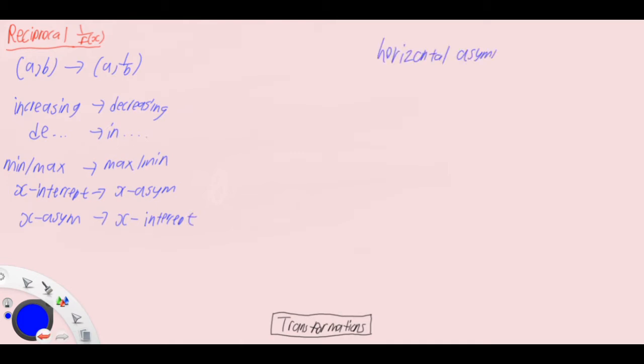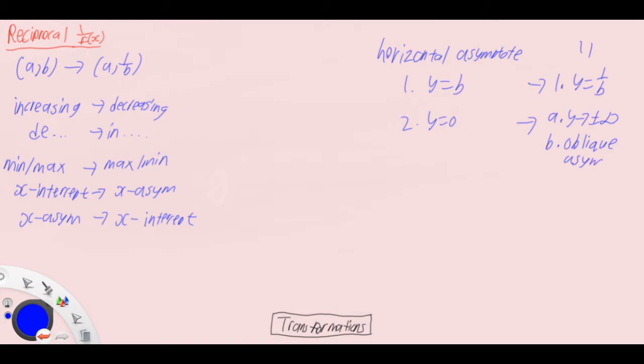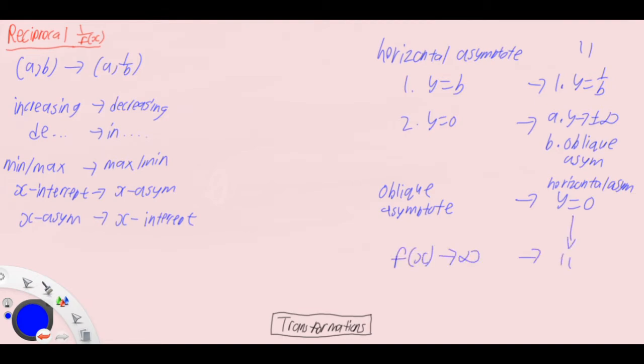Talking about asymptotes, with horizontal asymptotes there are two types. If we have the first type, y = b, and the second, y = 0, the first one still becomes a horizontal asymptote, but it's now y = 1/b. Second type, y = 0, two possibilities: y approaching ± infinity, or it becomes an oblique asymptote. Alright, usually that won't really come out. For oblique asymptotes, because your graph approaches infinity, you now have a horizontal asymptote at y approaching 0, or y = 0. Same idea: f(x) approaching infinity, you have a horizontal asymptote of y = 0 as well.